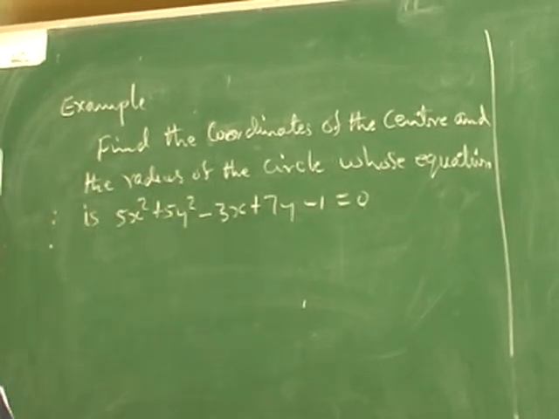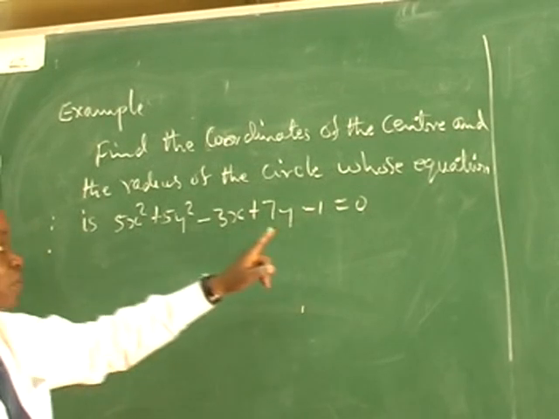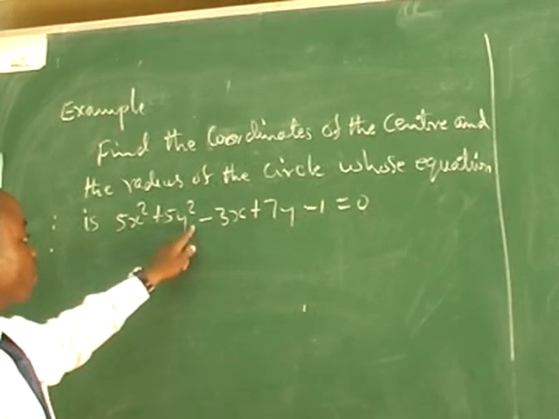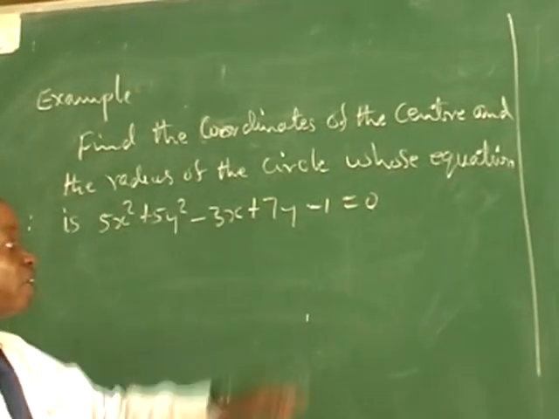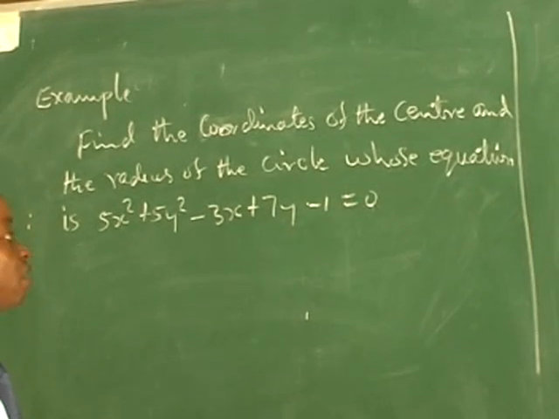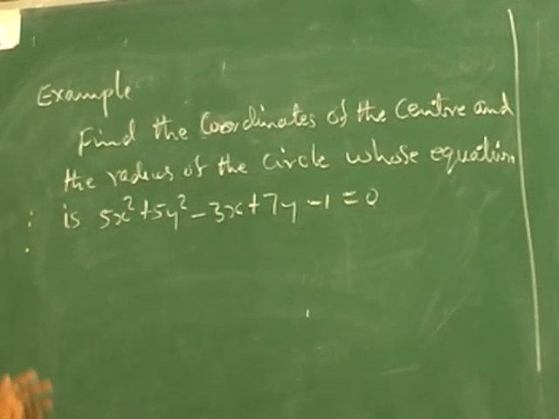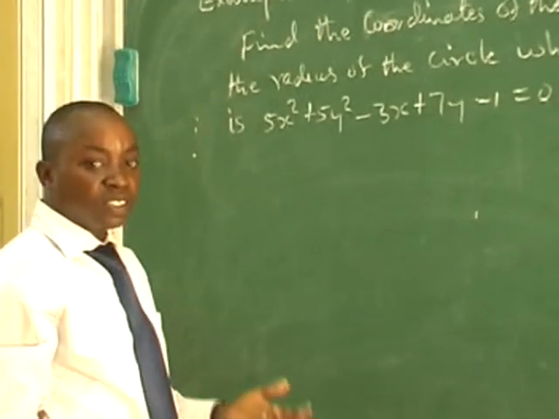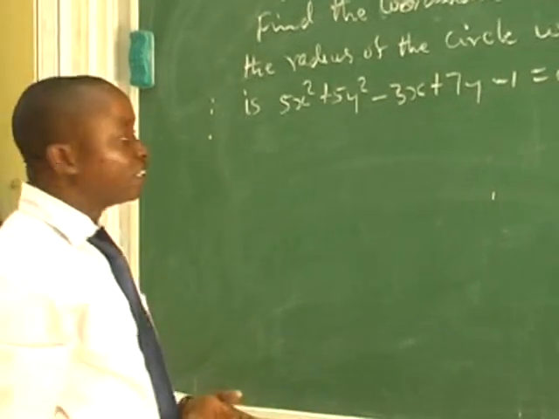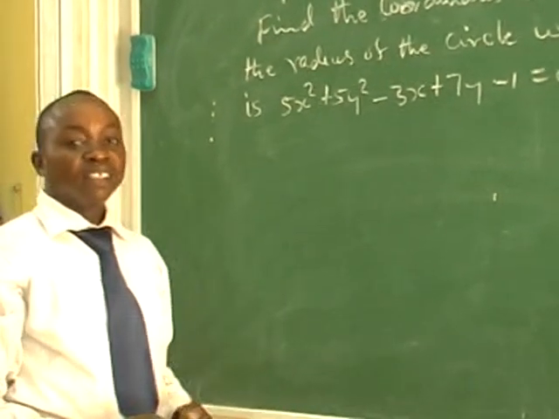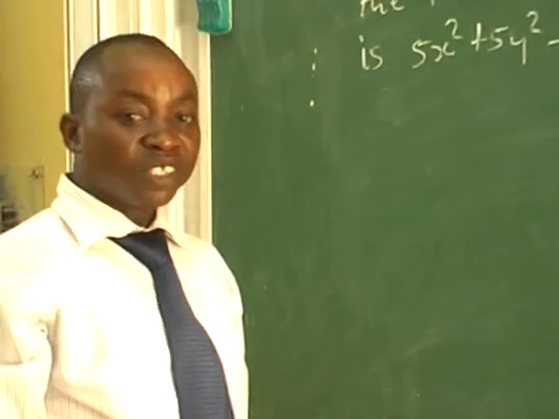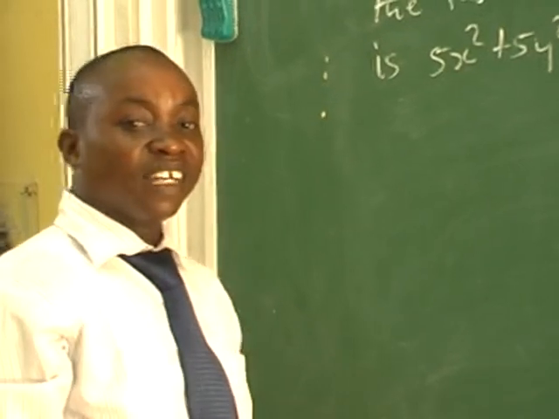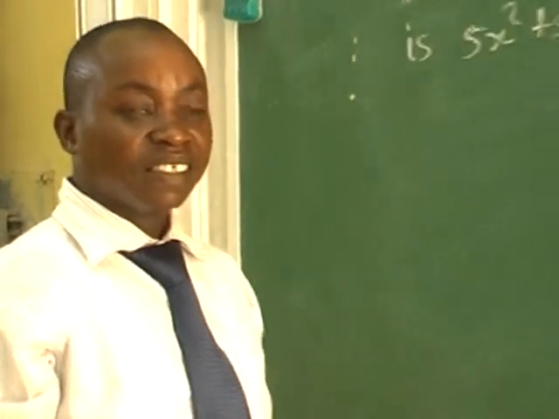Find the coordinates of the center and the radius of the cycle whose equation is 5x squared plus 5y squared minus 3x plus 7y minus 1 is equal to 0. Now, I have told you that if we are given the equation of the cycle, we can bring out the coordinate of the center and the radius using the completing the square method. Now, completing the square method is in quadratic equation. If you have not watched our lectures on quadratic equation, very, very interesting. You have to get a copy of that and watch it.